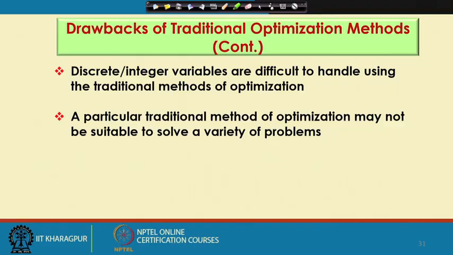Now, a particular traditional optimization tool may not be suitable to solve a variety of problems. So, it is not robust. These are the drawbacks of the traditional optimization methods, and to overcome them, we take the help of some sort of non-traditional optimization tools.